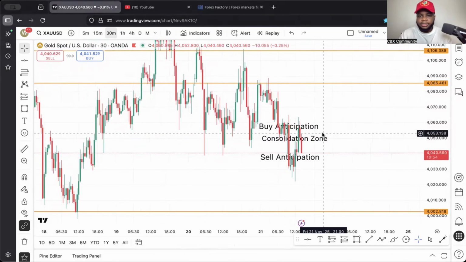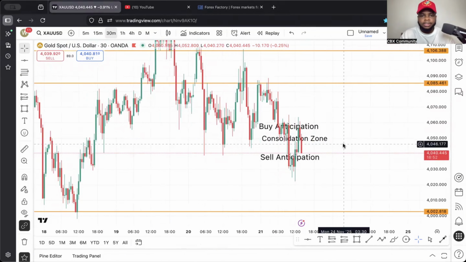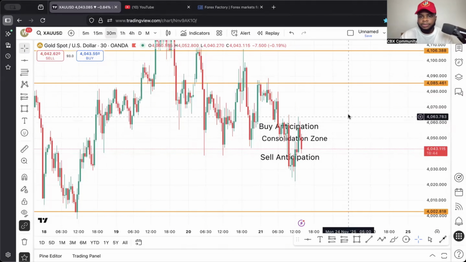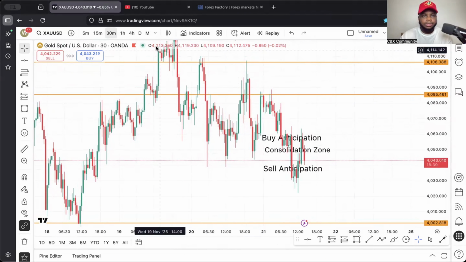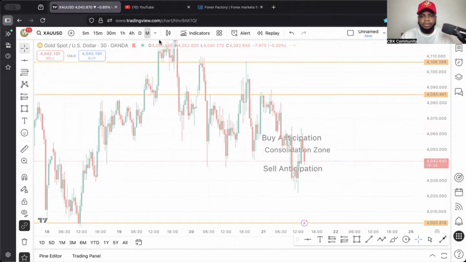Let's analyze the market structure. Let's look at the monthly chart, the daily chart, the 4 hours, the 1 hour, and 30 minutes time frame, just for us to have an idea what we are anticipating the market to give to us. Let's go to the month chart.